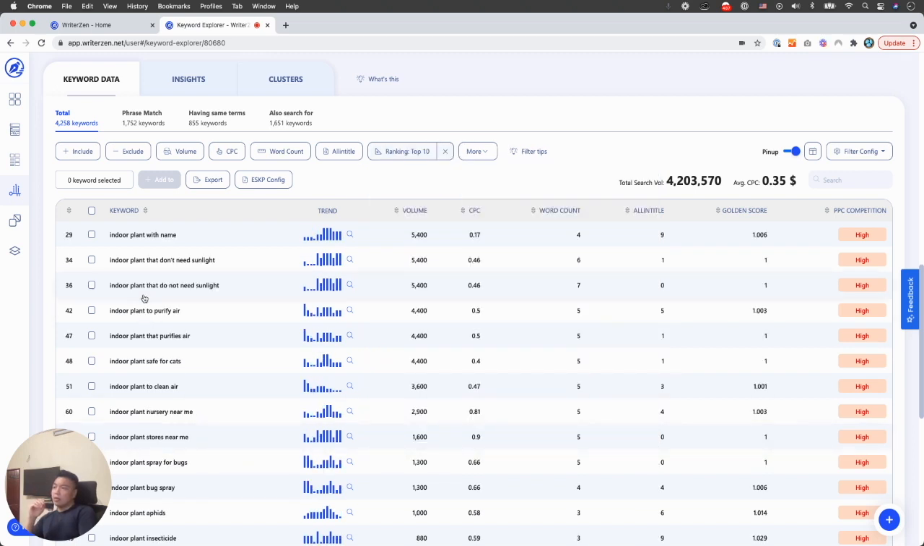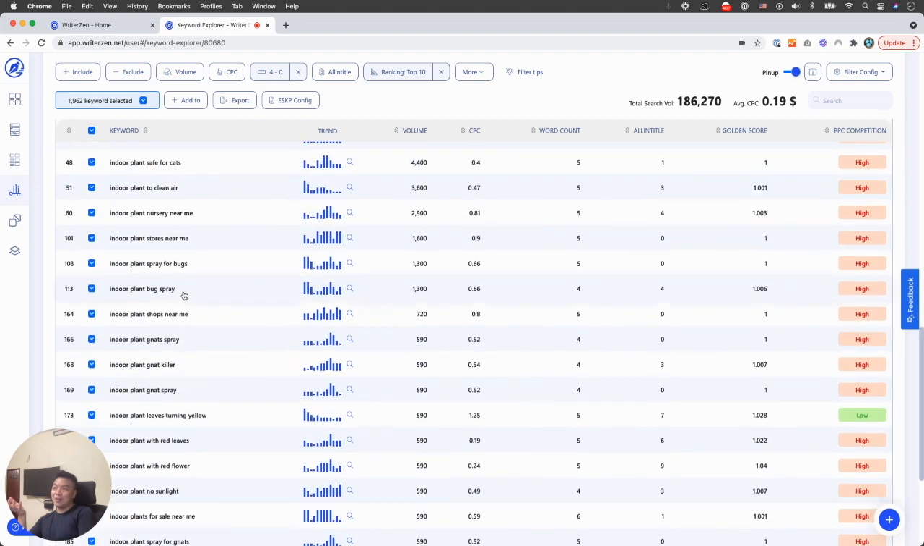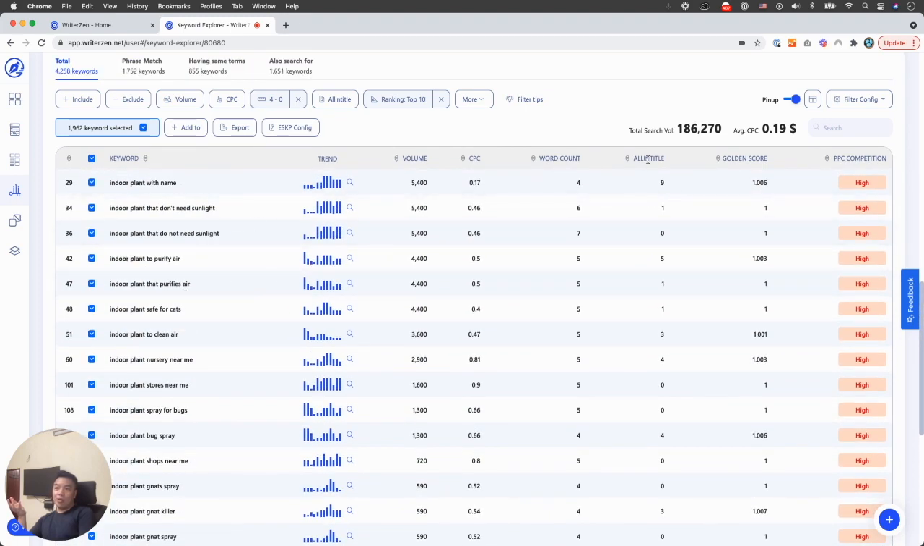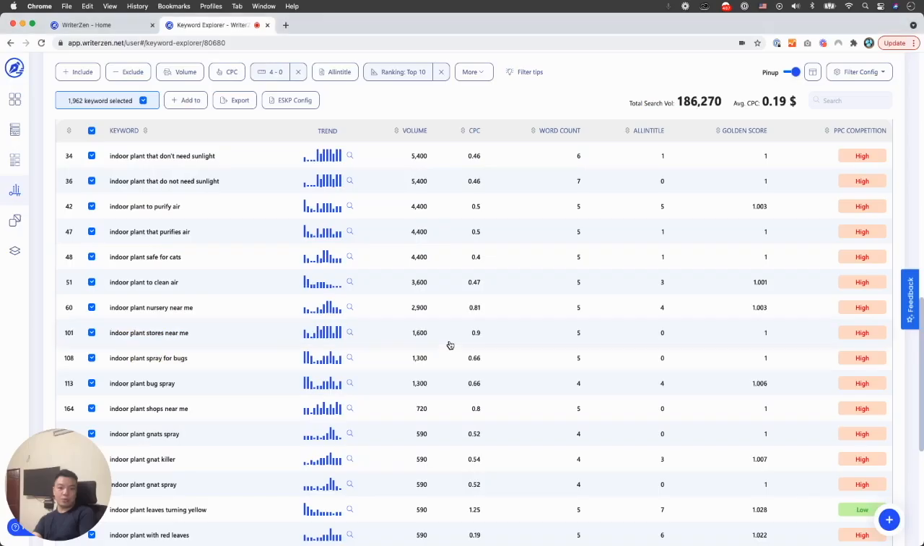If you click apply, previously with the KGR, you're not going to be able to get as many keywords as it is now. So now you get up to 2,250 keywords even for this. One of the things I tend to do just for fun is I'm going to set this min as 4, meaning that I only take keywords that have a minimum 4 word count. Apply. Let's see how many keywords we have. So still, it's all long tail keywords, right? This is an amazing list of keywords that all have allintitle below 10, that you probably could look into. And these are keywords that tend to fall into the neutral and ideal zone, right?